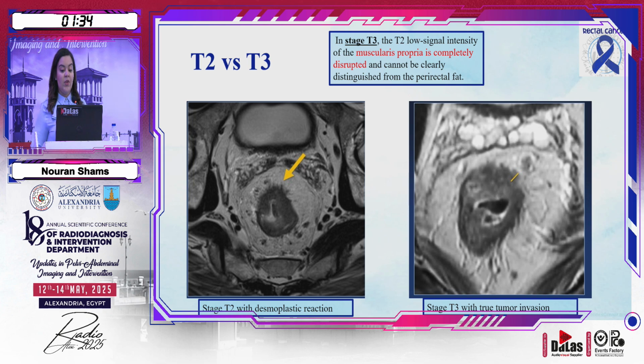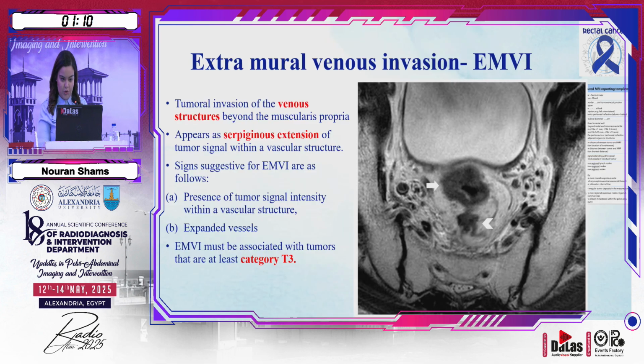quite difficult because the desmoplastic reaction, which may be associated with T2 disease, can appear as spicules beyond the outer border of the rectum. However, it appears of low signal and shows no diffusion restriction. In contrast to true tumor invasion in T3 disease, which appears as intermediate signal and exhibits diffusion restriction.